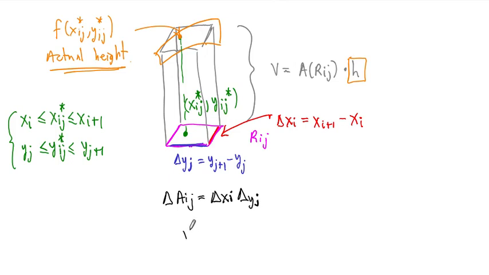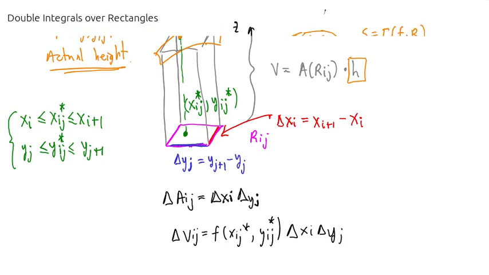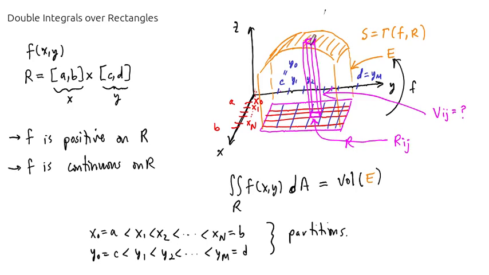And so what we end up with is that our little volume element here, which we're going to add up, our delta Vij, is going to be our height, so f of xij star, yij star, times our change in the area of the base. Remember, the area is measuring the area of the base. The height is measured by the function itself. And so this is delta xi, delta yj. All right, and then if we go back to our picture, that was just the computation of the volume underneath this one little portion of the surface.